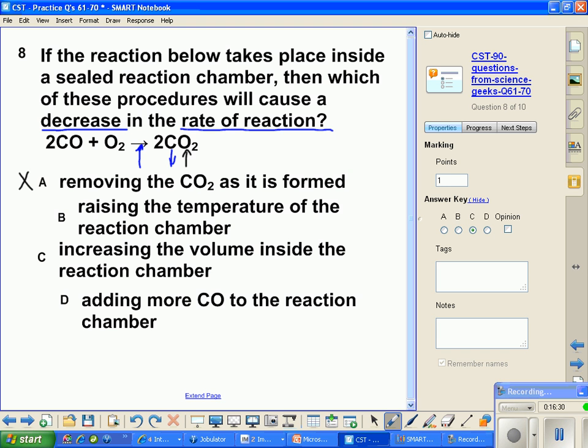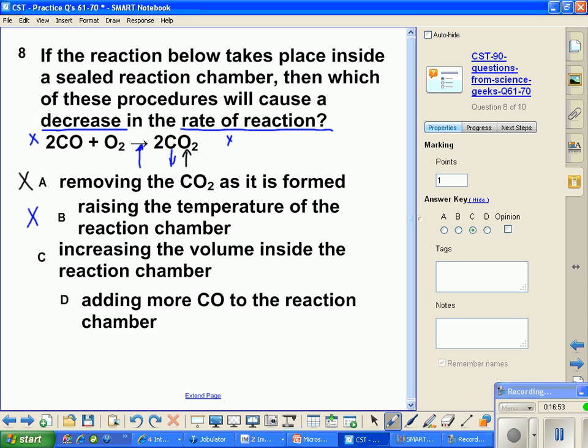All right. Next thing, raising the temperature of the reaction. We have no idea what that's going to do because it's not exothermic or endothermic. There's no heat over on this side. There's no heat over on this side. So heat will have no effect, and this guy's a bogey.